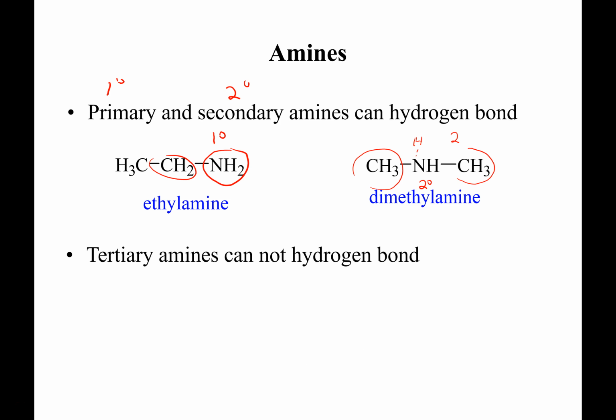Well, here's a tertiary amine. Tertiary, of course, means 3 with a superscript, and it looks like this. So tertiary means that they have 3 things that aren't hydrogen bonding to that nitrogen. So here's the nitrogen. Now, can you guys see why it can't hydrogen bond? Why can't it hydrogen bond?